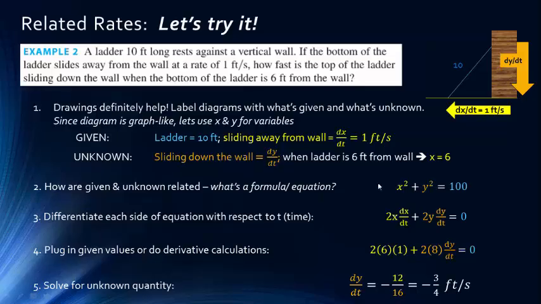Find a formula that connects the two quantities. Differentiate each side with respect to time, being very careful. In a lot of these related rates, even the x variable will be implicit differentiation. Plug in your values and then solve.